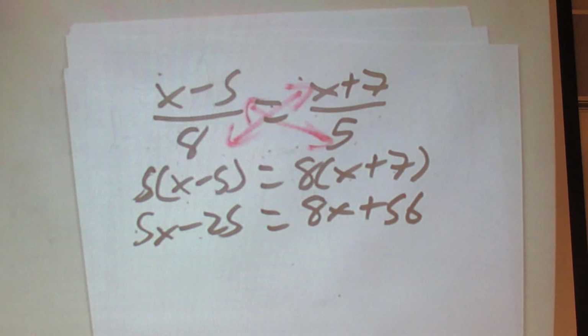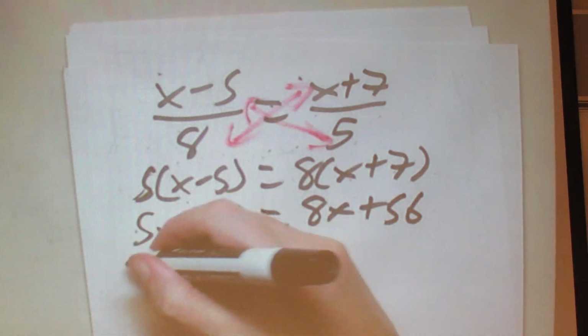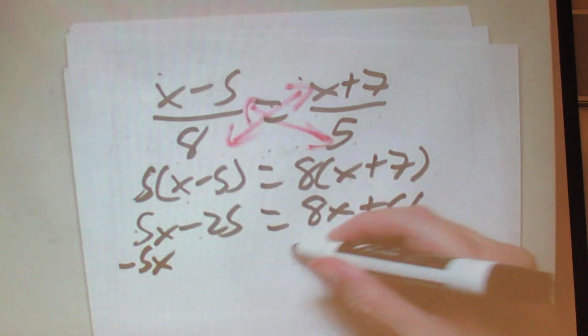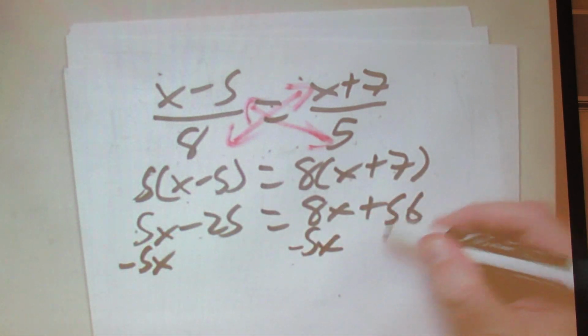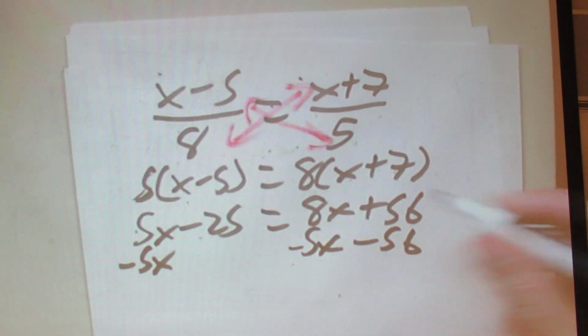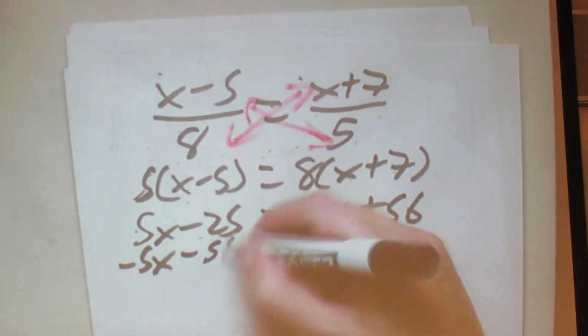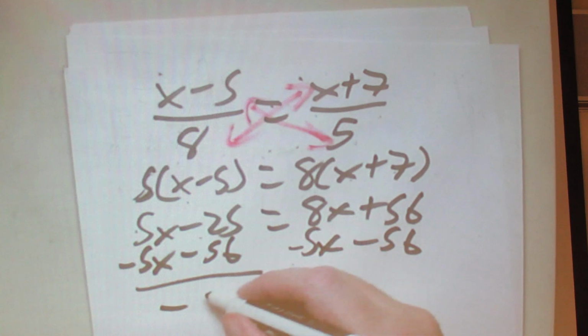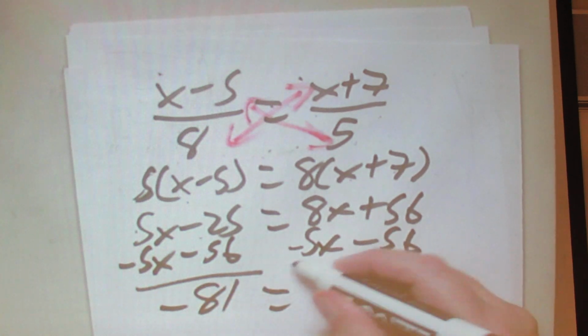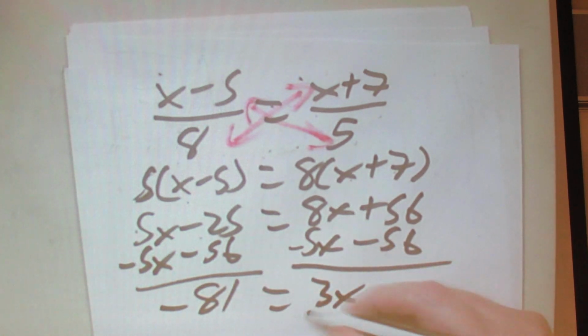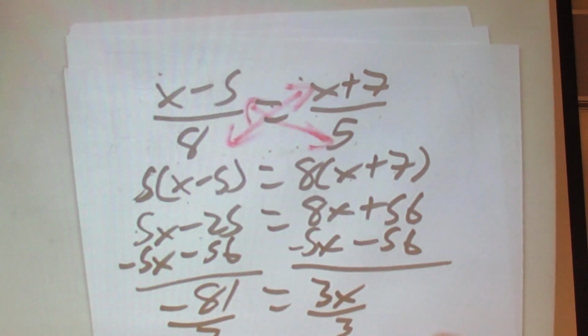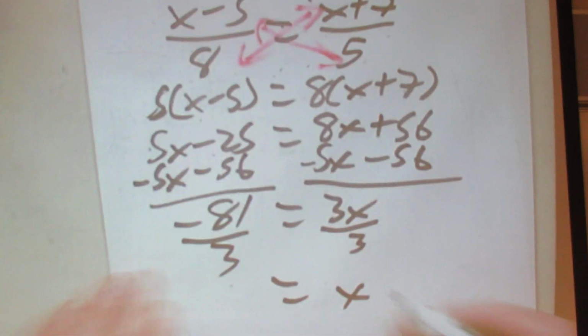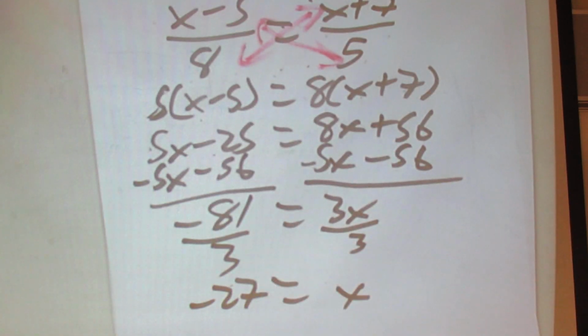I'm going to move all my x's to the right, so subtract 5x, and move the numbers to the left, minus 56. We're going to get negative 81 equals 3x. Divide both sides by 3. x equals negative 27.